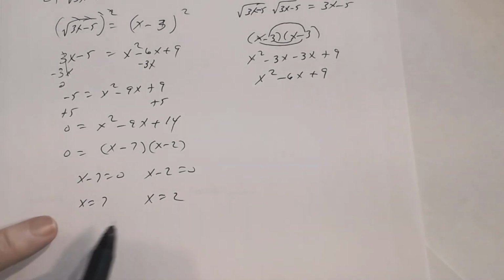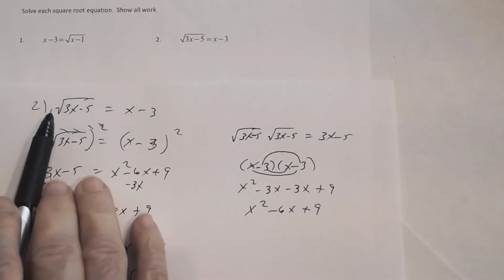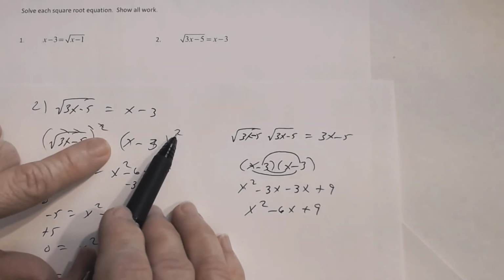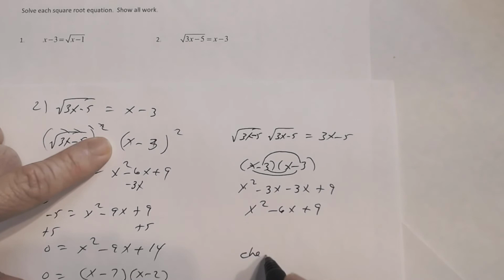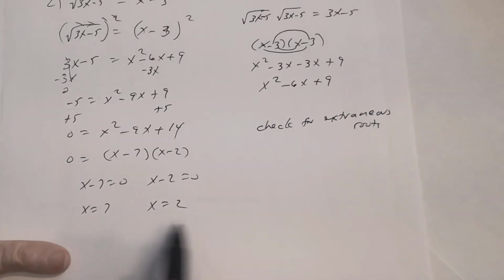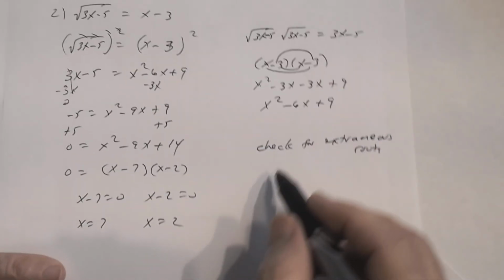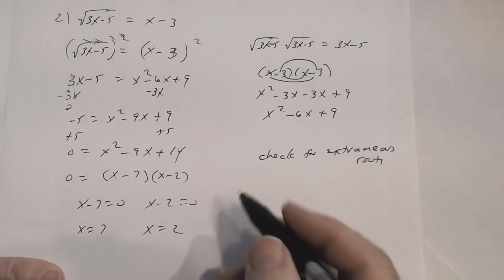Now, you need to be careful. You just solved a square root equation by raising both sides to an even power. So again, you need to check for extraneous roots. Check for extraneous roots. Okay, so basically see if any of these is false. That's what you're asked to do. Okay, so they may both work, they may both not work. One may work. One may be a solution.